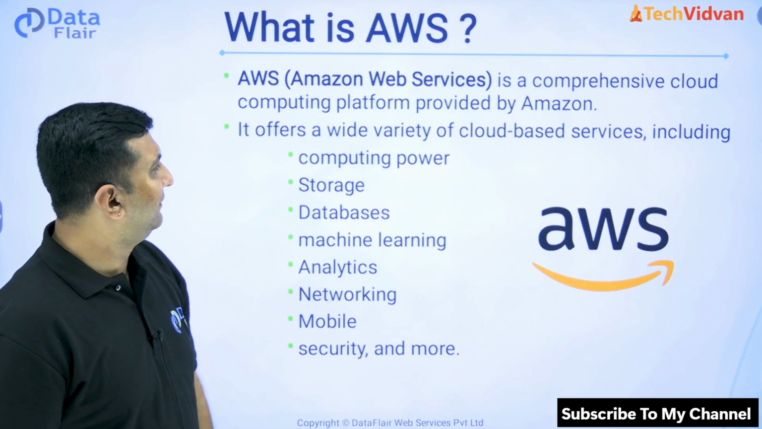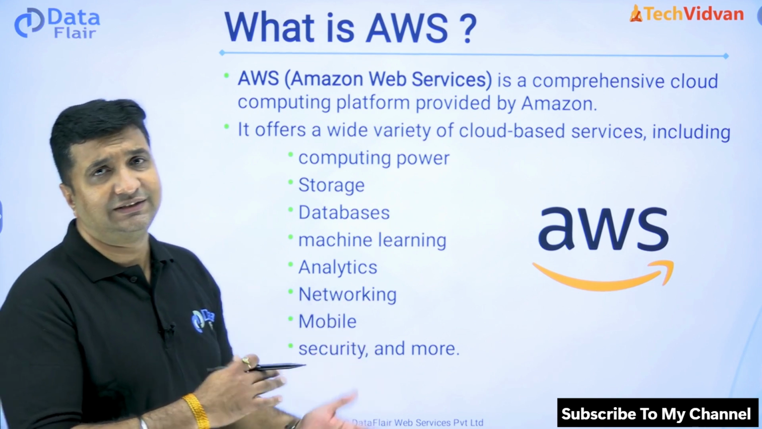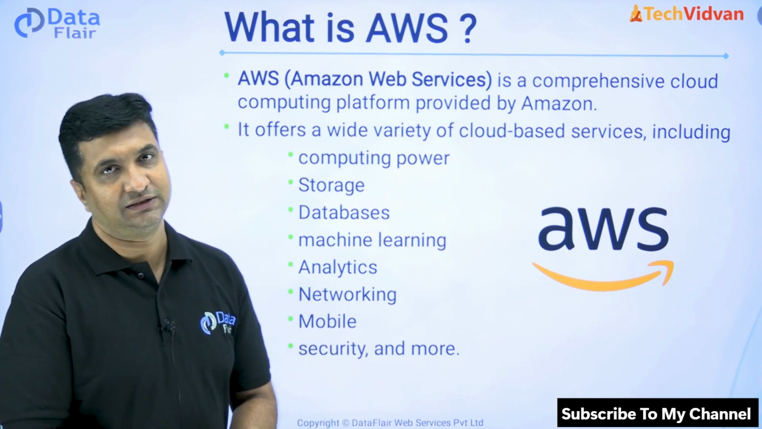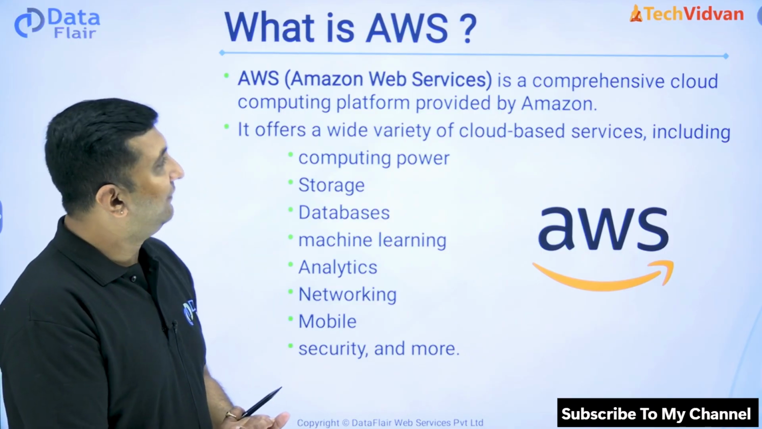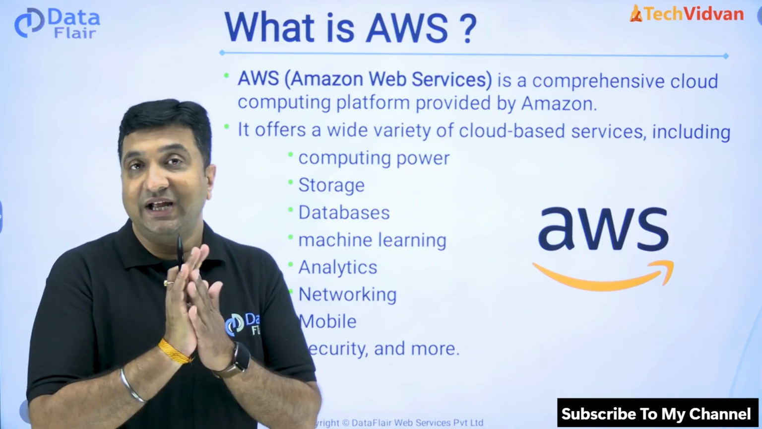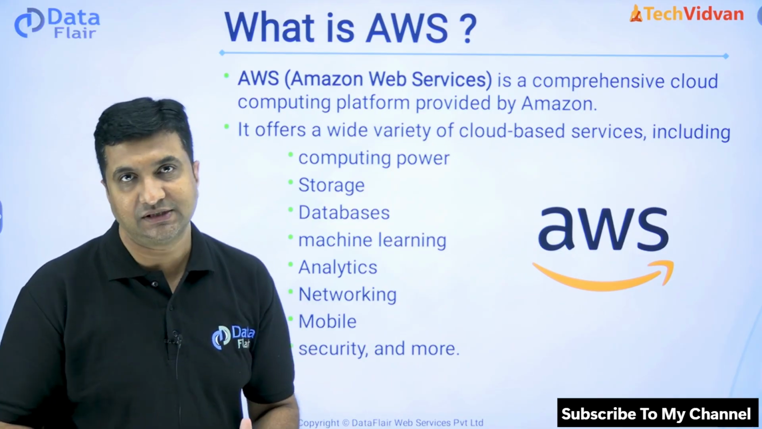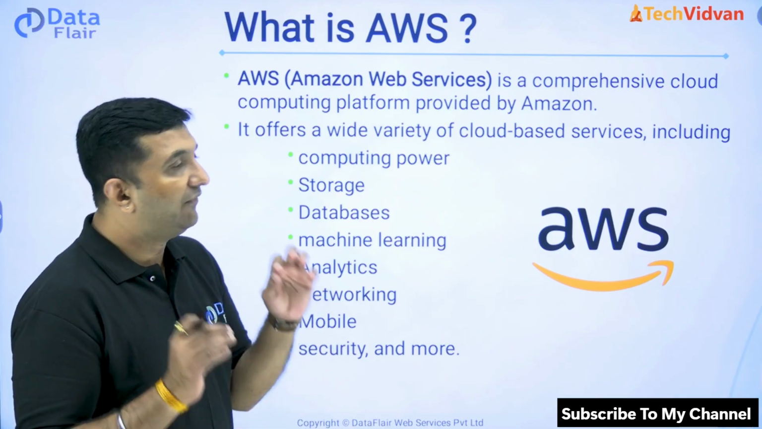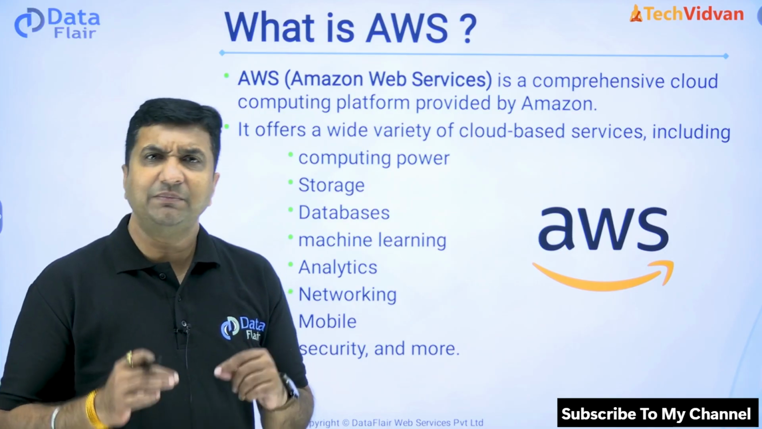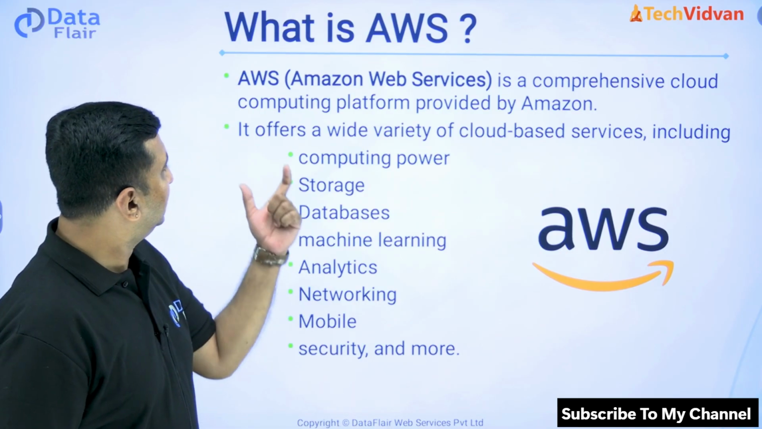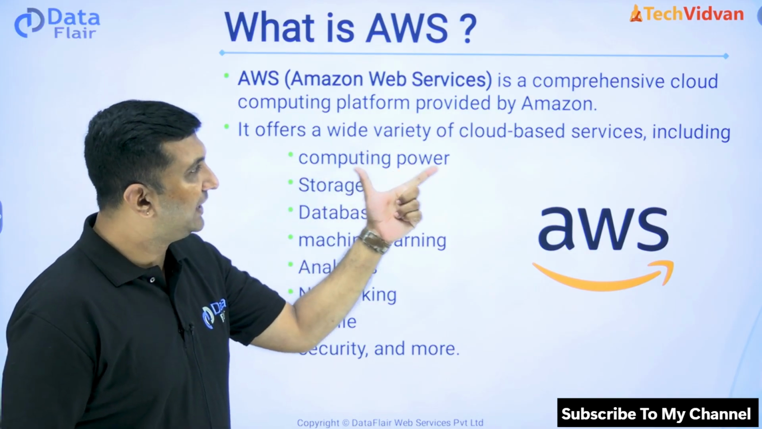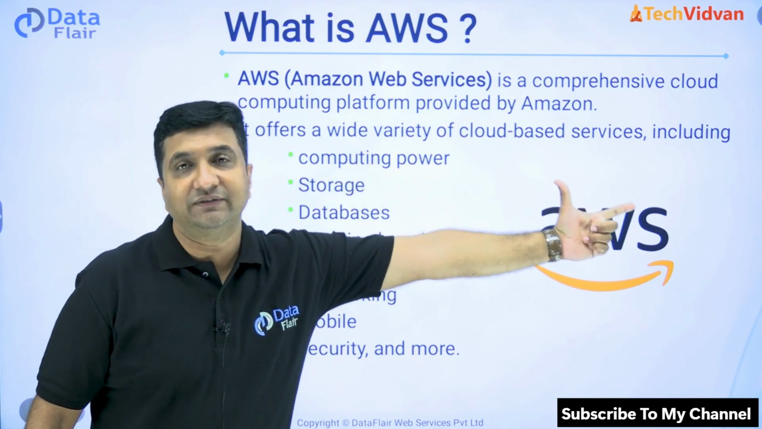So let's talk about them one by one. Let's try and understand what exactly is AWS. So AWS, as abbreviated, Amazon Web Services, is a comprehensive suite of services which is available on demand, which can be used by any organization or any individual. So here you can see it offers a wide variety of cloud-based services.